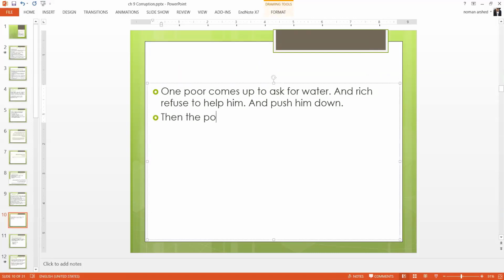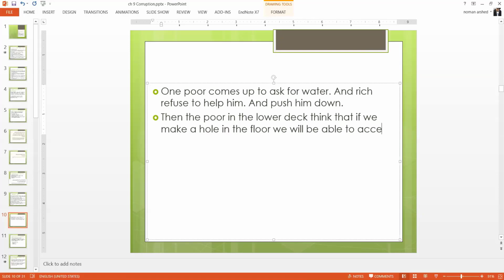Then the poor in the lower deck think that if we make a hole in the floor, we will be able to access water easily.